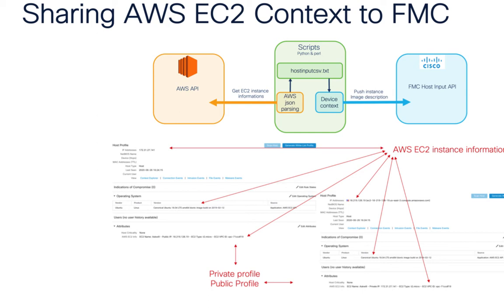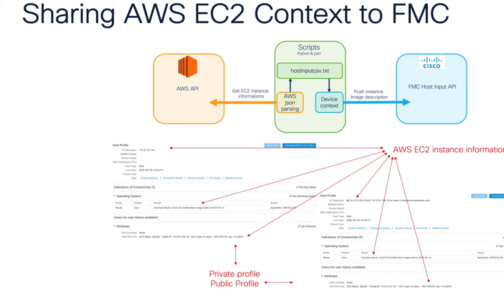So same thing happened here. There's a Python wrapper around the Perl script that was already created by someone else. Get the information on the API side from AWS EC2 instance context, and then send that to the host profile or the host API profile on FMC. As you can see, there's a lot of information that gets populated by the script, whether it's the operating system, maybe as well some attributes, as I said.